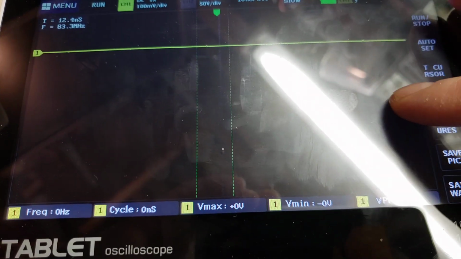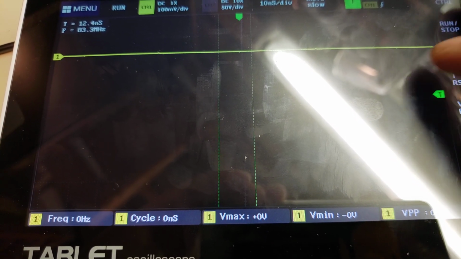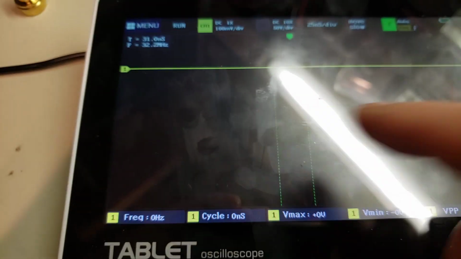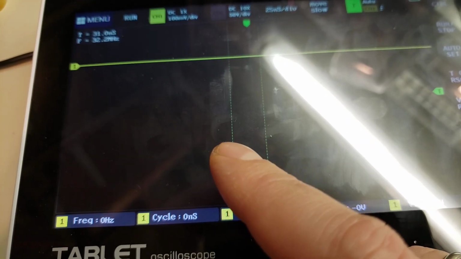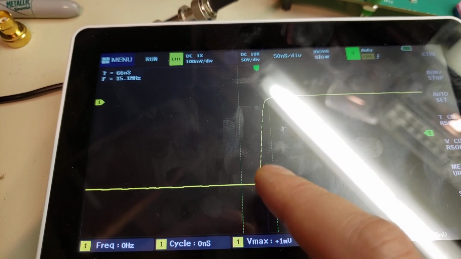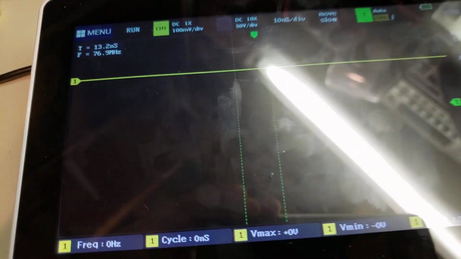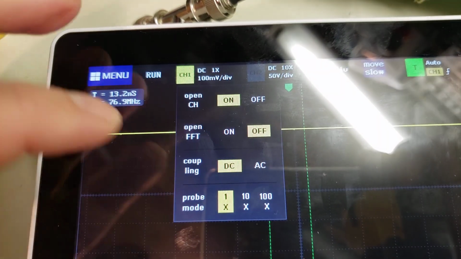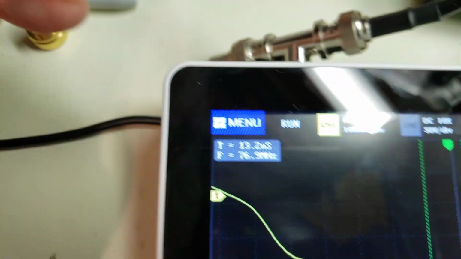Maybe we can play with the trigger here. Not getting the pulse. Anyways, you can see quickly here, this is at 15 nanoseconds per division. I was able to previously catch a pulse. So let's play with coupling here. Let's go to DC coupling. I have a 50 ohm terminator here.